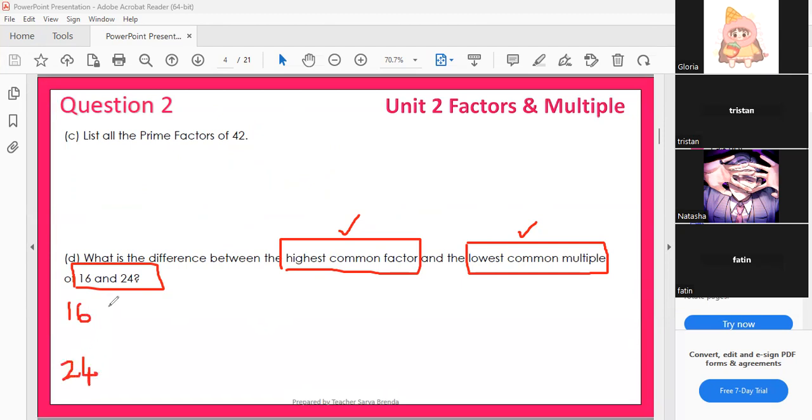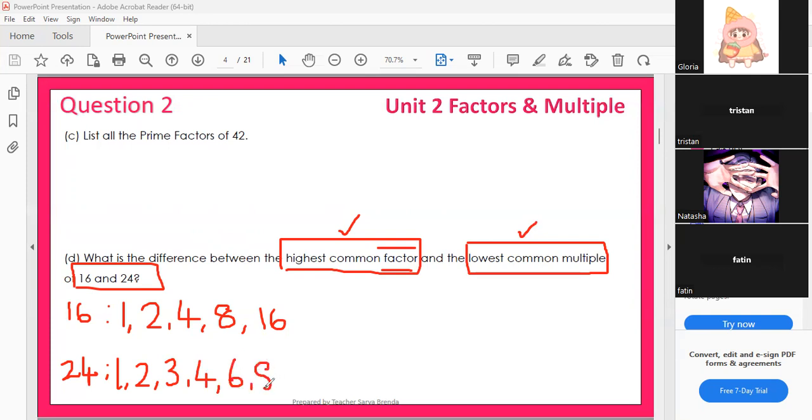16, 24. List them out. First of all, list the factors. What are the factors for 16? Start. 1, 2, 4. Okay. And then comes 8. And finally, 16. All right. What about the factors for 24? 1, 2, 3, 4. 5 cannot. 6, 7 cannot. 8, 9, no. 10, no. 11, no. Then 12 and finally 24.